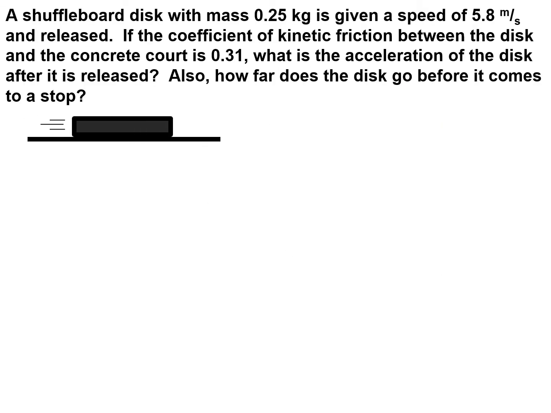For our next example, we have a shuffleboard disc with a mass of 0.25 kilograms that's given a speed of 5.8 meters per second and then released. Now keep something in mind, the 5.8 meters per second is the velocity that it's given. So there was a force that was applied to this disc in order to give it that speed, but then it's released. So what we're looking at is what happens to it after it's released. It says if the coefficient of kinetic friction between the disc and the concrete court is 0.31, what is the acceleration of the disc after it's released? And then after that we'll figure out how far the disc goes when it comes to a stop.